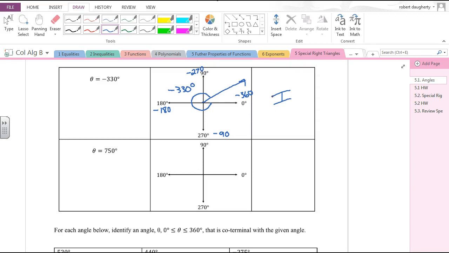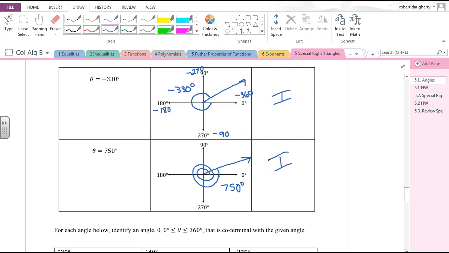750 degrees. First of all, what's one revolution? 360. What's two revolutions? 720. So this is more than two revolutions, right? So that's 360. That's 720. How much further do I have to go? I have to go 30 more. So that puts me somewhere right here. That is a 750 degree angle. It ends in what quadrant? Quadrant 1.